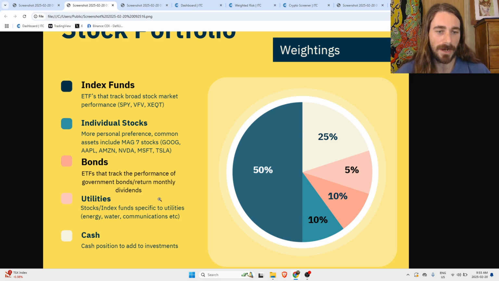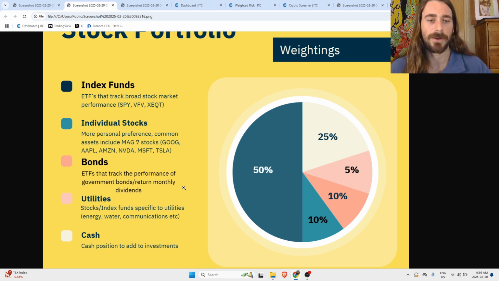Moving down, we see bonds here. For most people watching this, I'm going to recommend ETFs that track the performance of government bonds. If you do buy actual government bonds, then you have to wait for those bonds to mature to really get the return on them, whereas these ETFs just track the performance of it, and a lot of the time they also return monthly dividends. So if you're looking for something to give you a little bit of capital every single month, having a portion of your portfolio in bonds can give you that monthly yield, as well as that hedge to the downside.